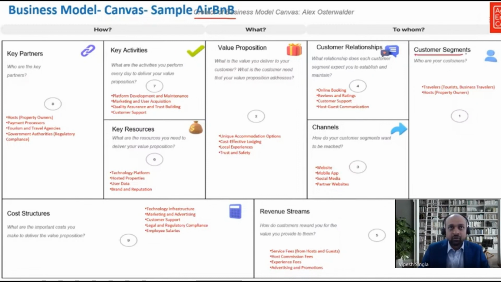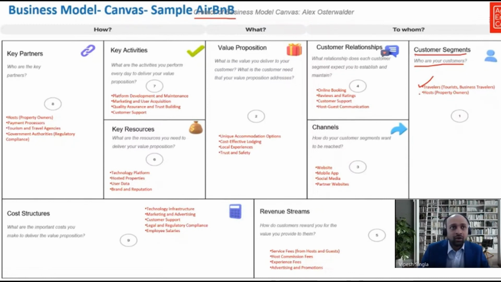So the first section: who are your customers, right? In this section for Airbnb, I have identified two segments of customers: travelers. Within travelers, there are two sub-segments: tourist and business travelers. Then there are hosts, who are the property owners, the people who provide their property on Airbnb so that guests can use those properties. Any question on customer segment or any comment or addition here from Airbnb perspective?